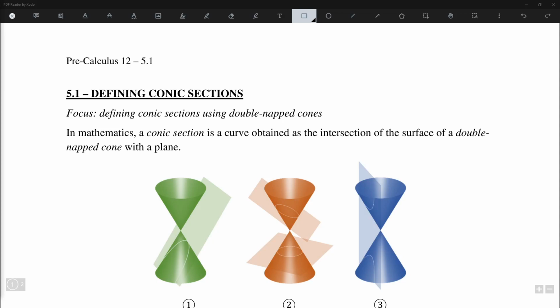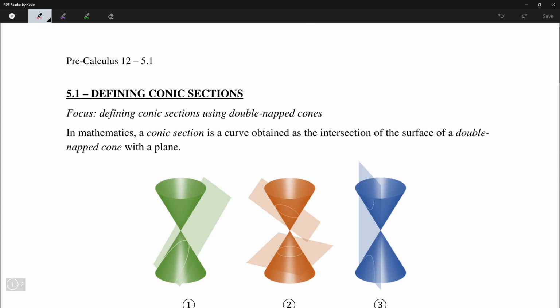Hello everyone, so today we're going to go over section 5.1, defining conic sections. So a conic section is a curve obtained as the intersection of the surface of a double nap cone with a plane.